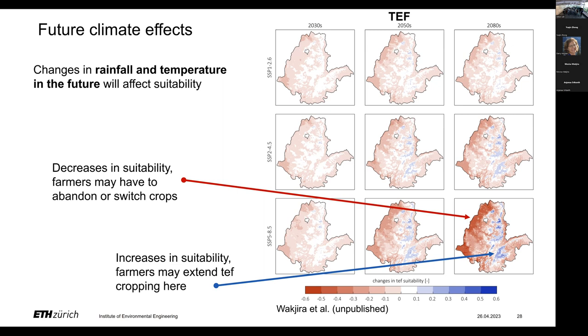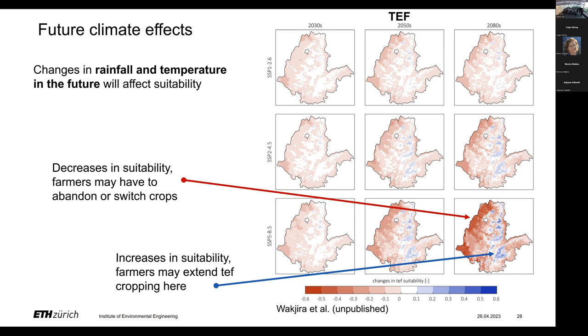Consequences: there will be areas of decreases in suitability. Farmers can then think, well, how do I adapt to this? Do I have to abandon farming or switch crops? But you'll also have areas that will have an increase in suitability, where this is just for teff. You can do it for any other crop, where maybe they can extend farming there, right? Teff is the cereal that is used widely in Ethiopian food. If you have Ethiopian restaurants in Singapore, when they make the injera pancakes, that's made from teff.